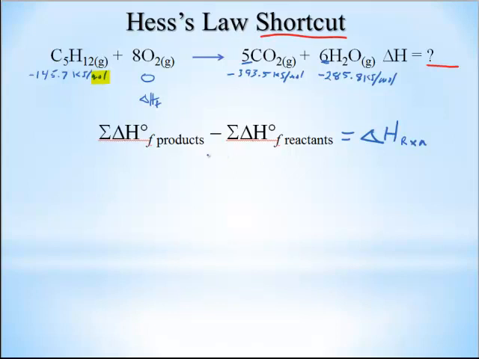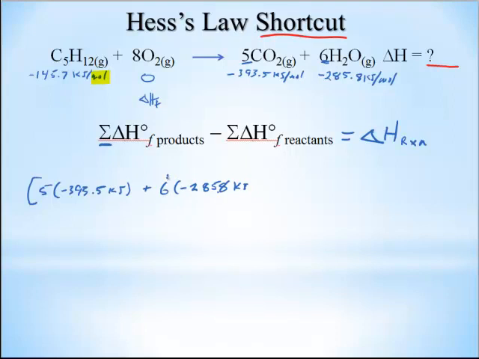So the way I do it, I'm going to take the sum. This, by the way, guys, is a sign that says the sum. So it's the sum of the heat of formation of the products. So let's write that out. I'm going to put a big bracket there. I'm going to go 5 times a negative 393.5 kJ, right? Plus 6 times a negative 285.8 kilojoules. Now I'm leaving off the mole thing there, but remember, here's a mole.